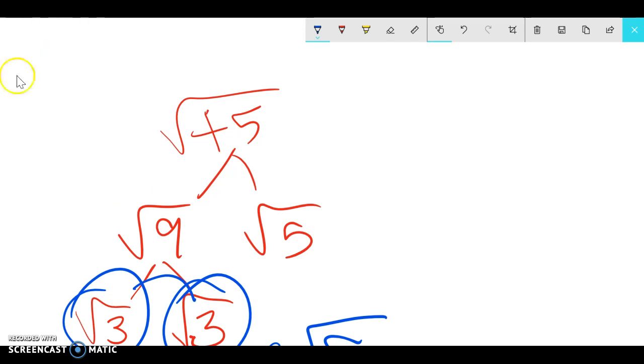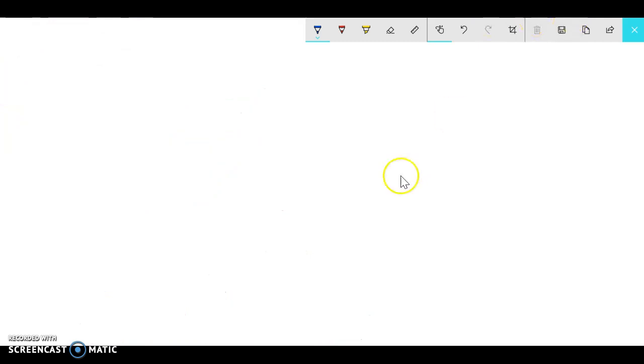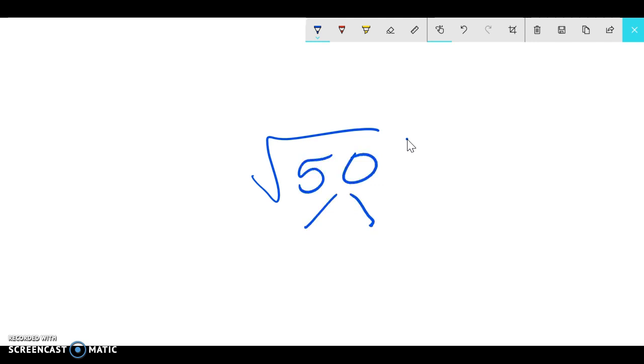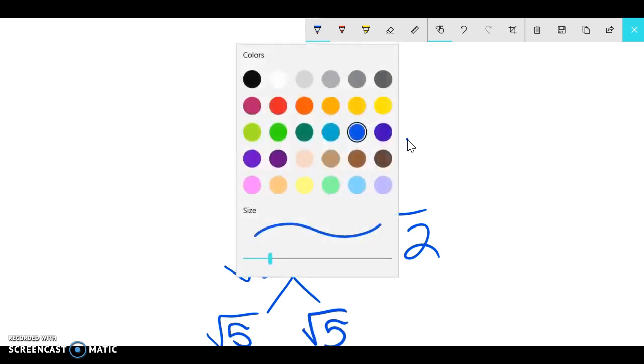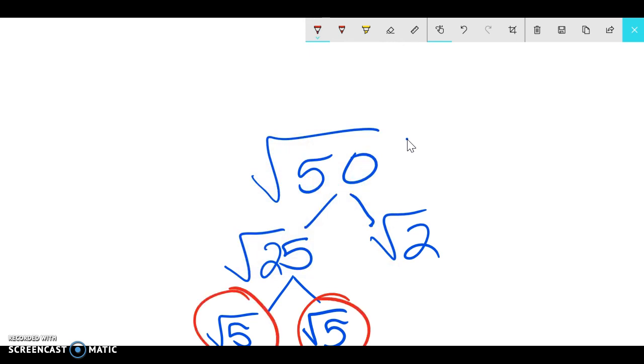Okay? What if I go ahead and jot these down with you, or in your notes somewhere? What if I gave you square root 50? Well, I know through this method, that would be square root 25, right, times square root 2. Can any of those be broken down further? Yes. 25 could be broken down to square root 5 times square root 5. Do I have any buddy pairs? Yes. Circle your buddy. All right, so now that will be on the outside of my final answer.